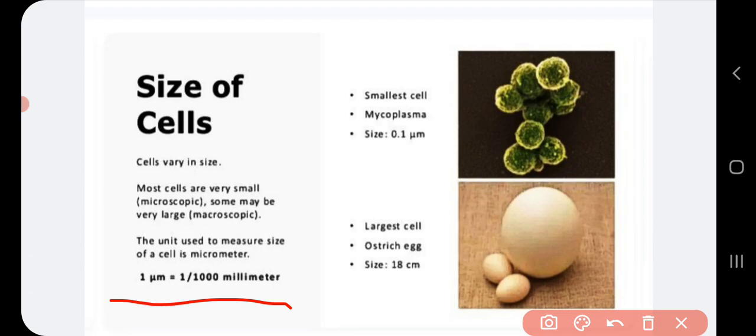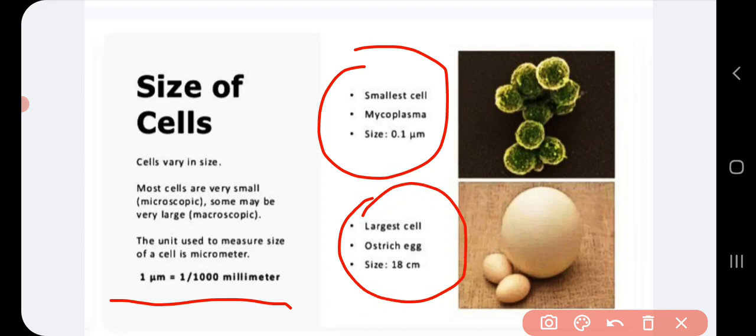Okay, and the smallest cell, mycoplasma, is of size 0.1 micrometer. Which is the smallest cell? This question can come in your exam. That is the mycoplasma. And the largest cell is the ostrich egg, which is 18 centimeters. The largest cell is the ostrich egg. These two cells, the largest and the smallest, keep in your mind.